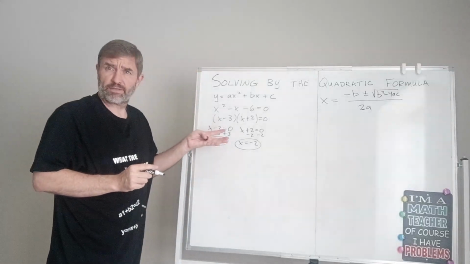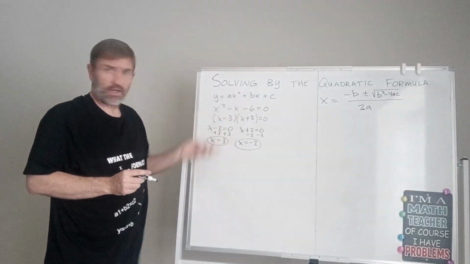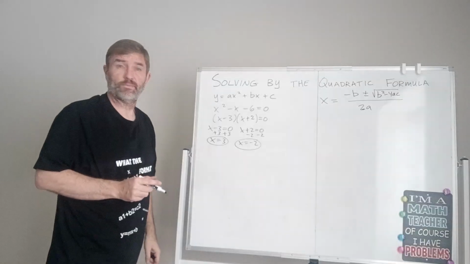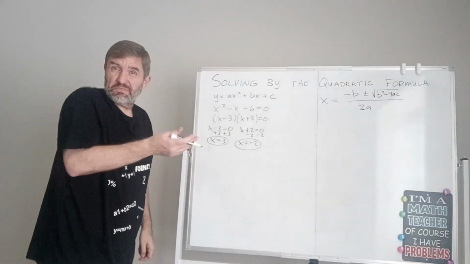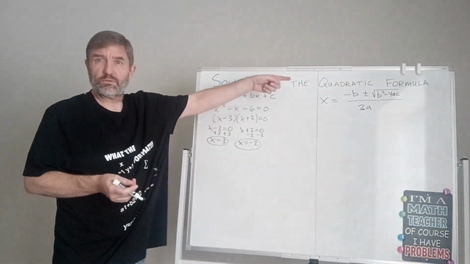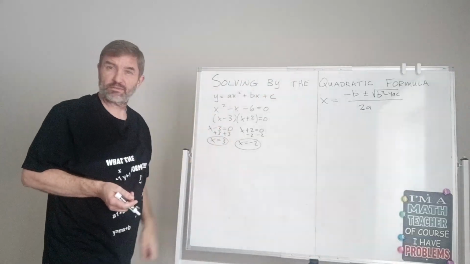So this is how you solve by factoring. You're good at factoring, you just set each factor equal to 0 and solve each one separately. Hopefully this helps, and we get two birds with one stone. You're going to learn the quadratic formula, and now you know how to solve by factoring too.